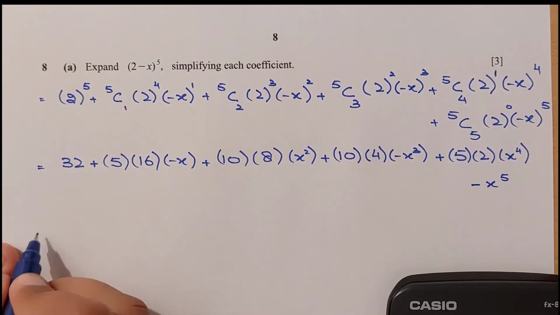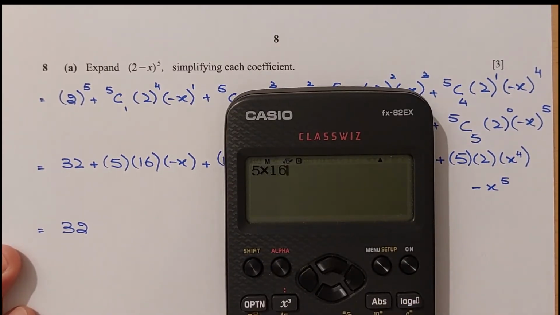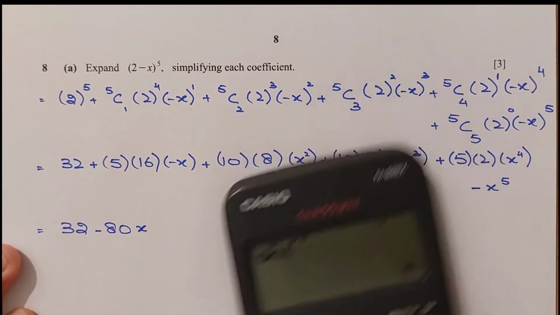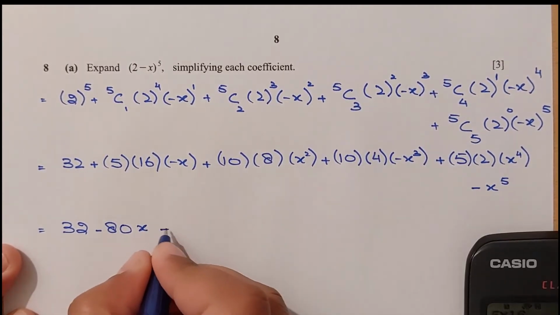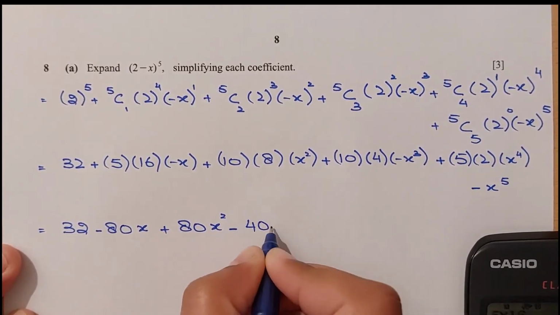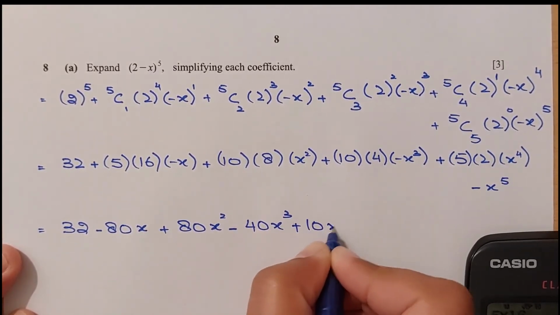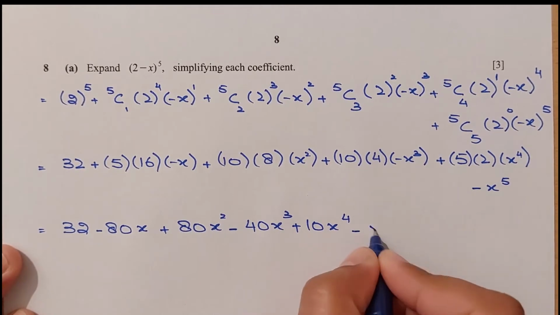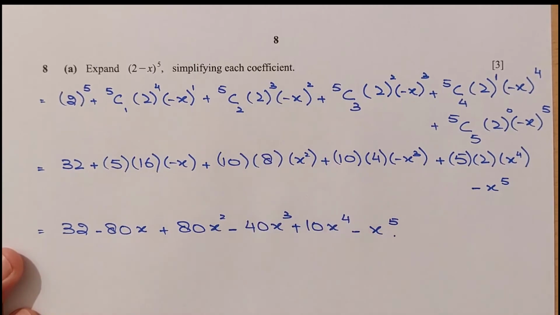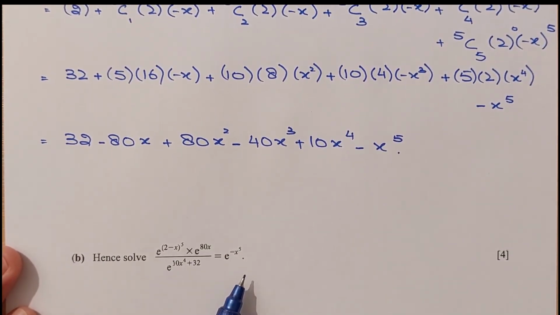Okay, let me simplify this. So we have 32. 5 times 16 is minus 80x, right? And 10 times 8 is 80, plus 80x square. 10 times 4 is 40x cube. 5 times 2 is 10x power 4 and minus x power 5. So we have simplified each coefficient. Now for part B, hence solve this equation.